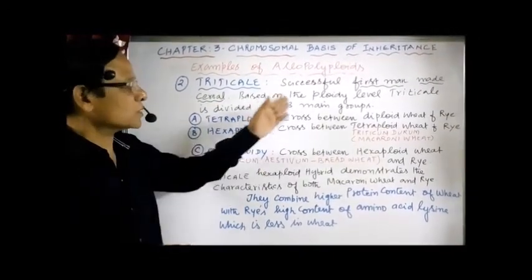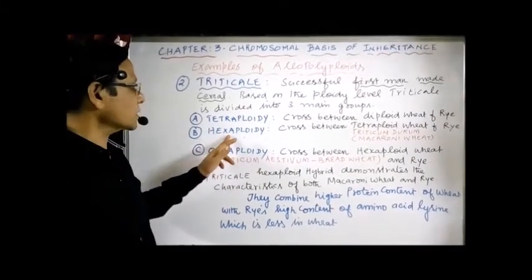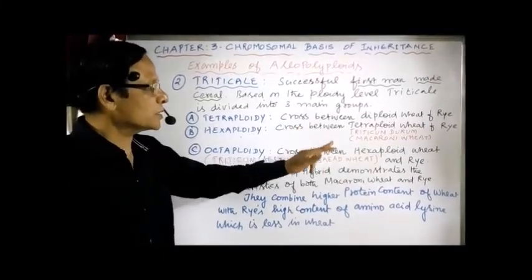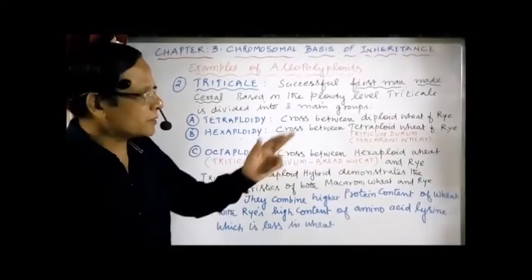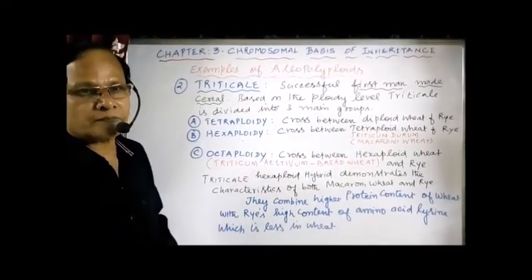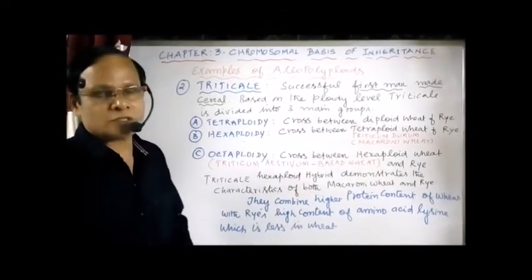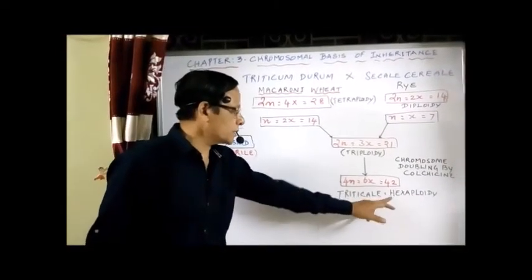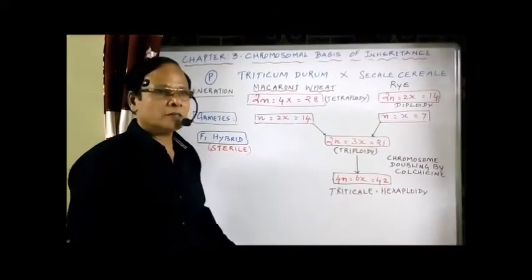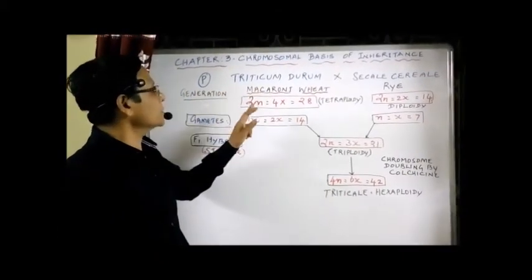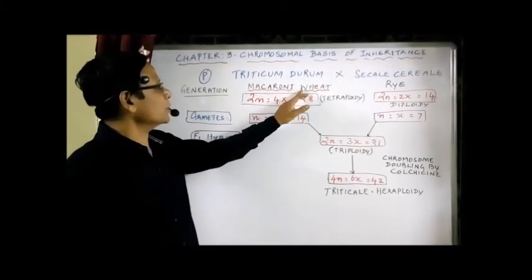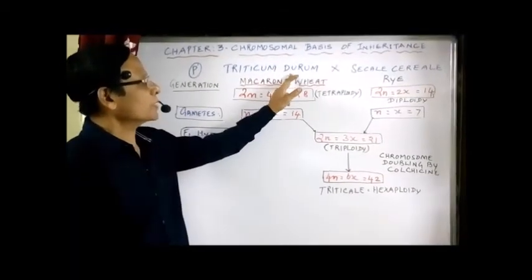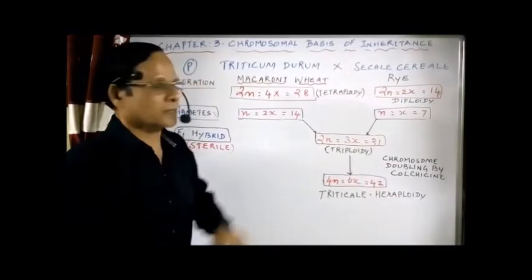So I represent the cross. How is it produced? I am taking the hexaploid, a cross between a tetraploid, namely Triticum durum, and the rye, called sickle cereal. And I'll represent the illustration. The hexaploid triticale hybrid is produced by making a cross between macaroni wheat, Triticum durum, and rye, sickle cereal.